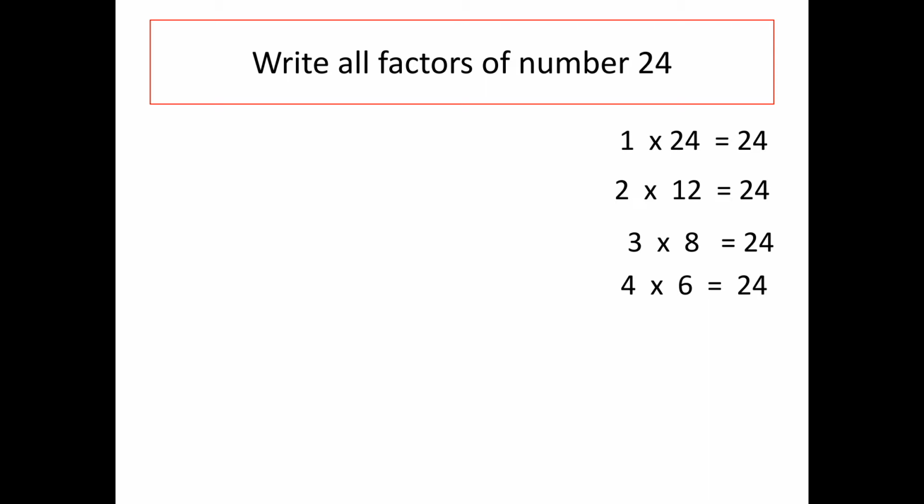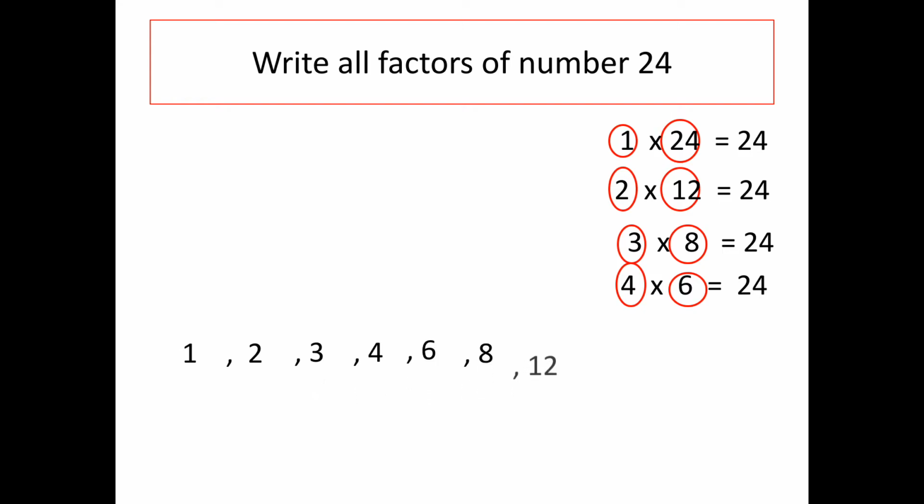Now, where are your factors? Factors are numbers that are inside the equal sign or before the equal sign, like 1, 24, 2, 12, 3, 8, 4, and 6. So those are our factors. And take care, you're going to use the same steps to get the highest common factor.